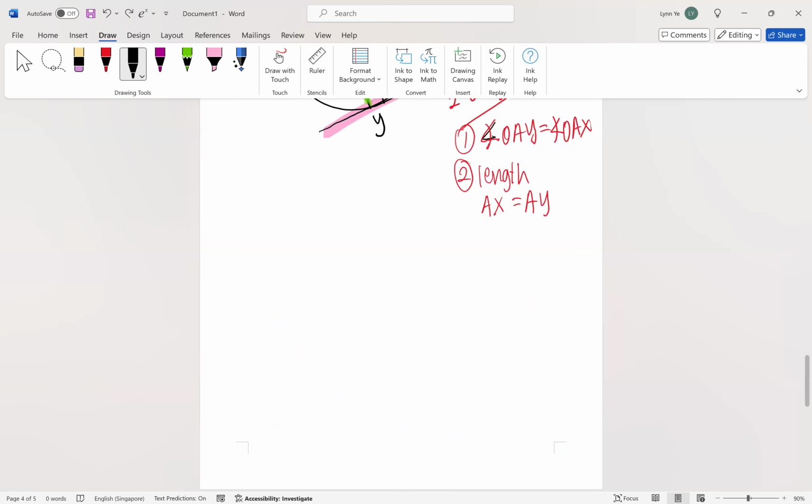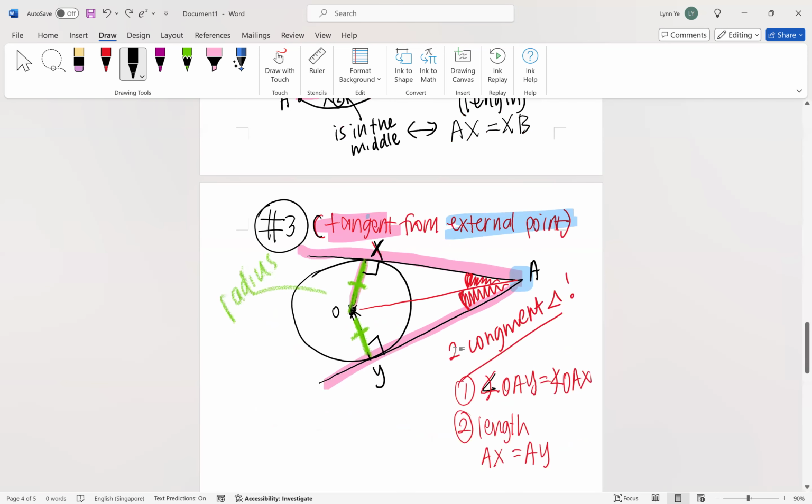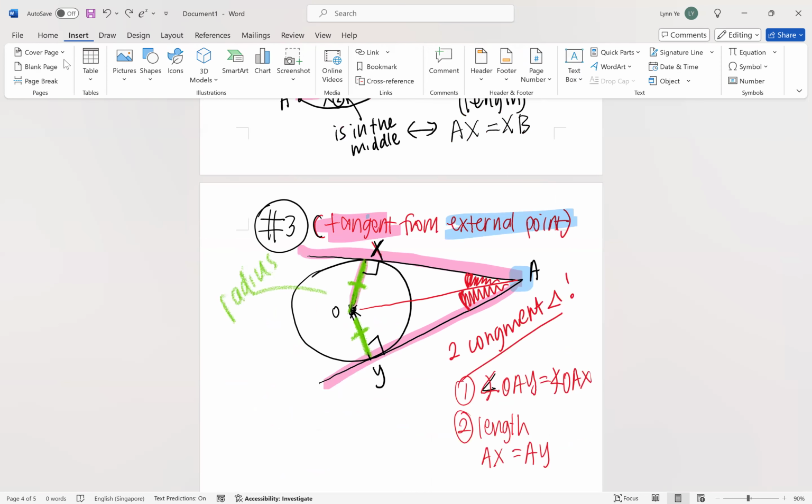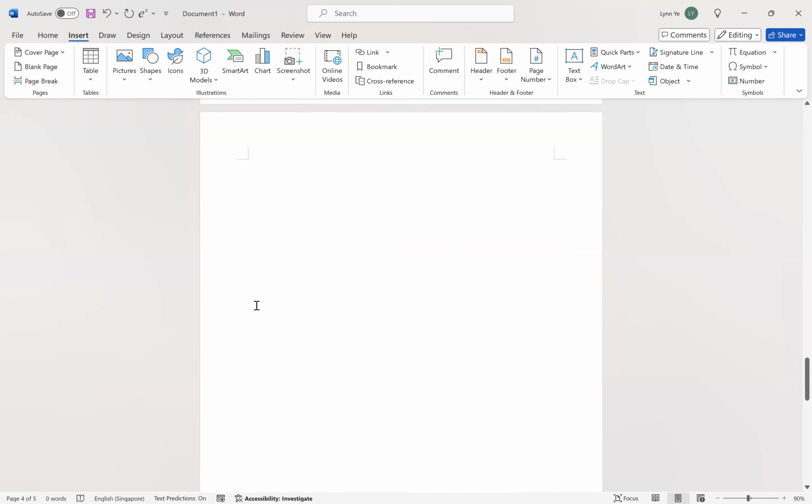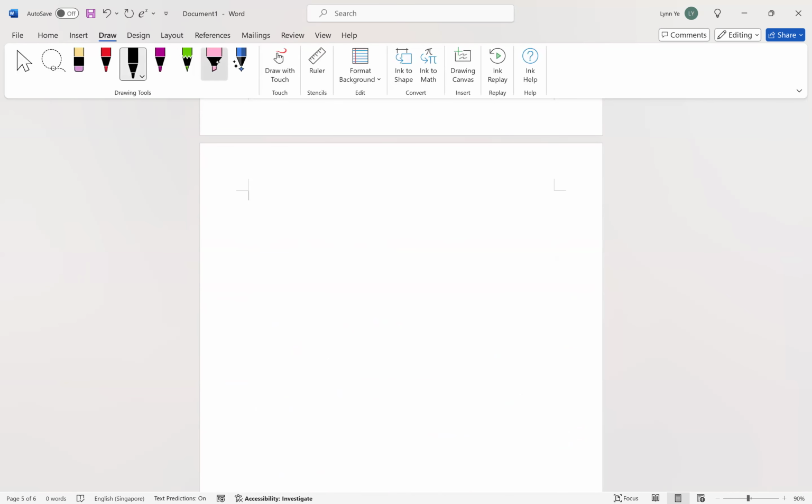Oh dear, I have not enough. Let's see. Okay, so you can write down the heading. It's called area and perimeter.